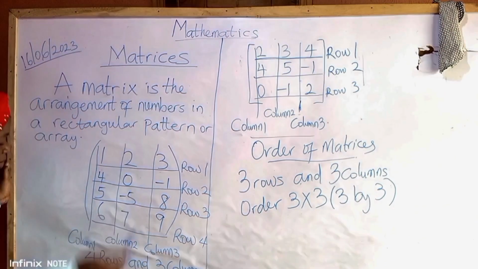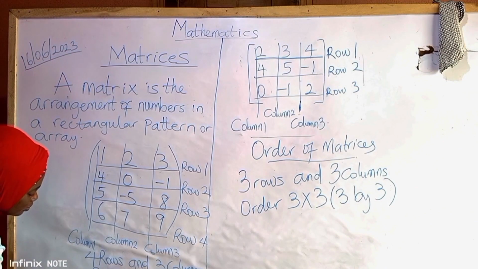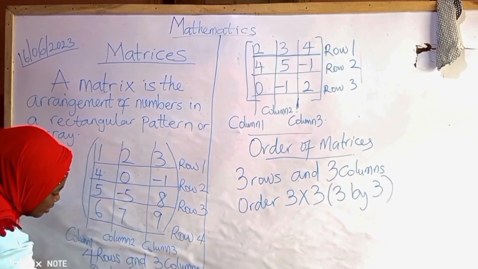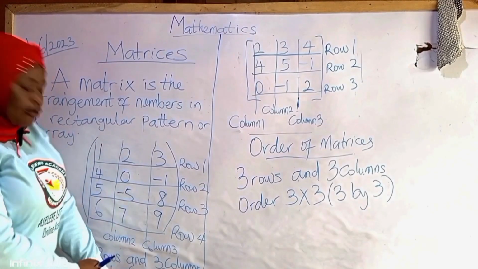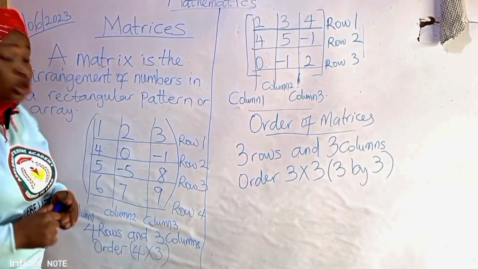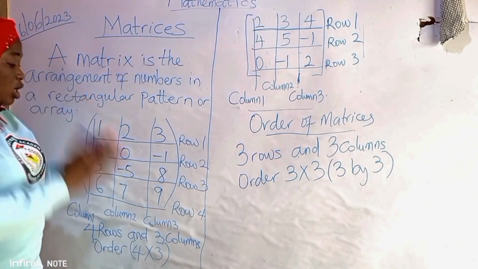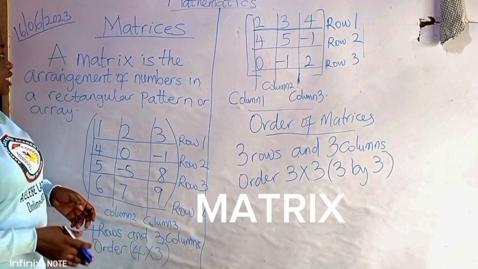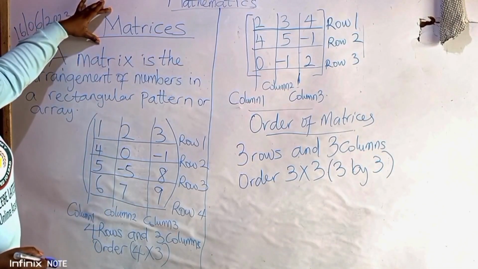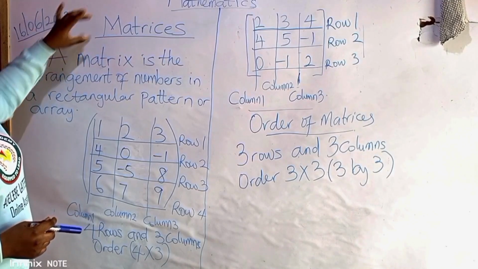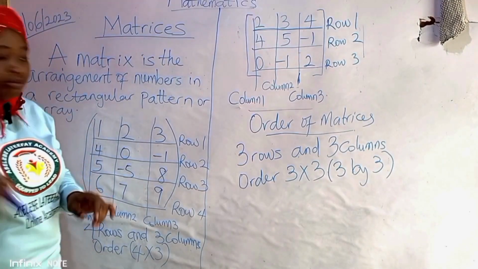So its order will be 4 by 3. That is, it has 4 rows and 3 columns. So that is how to know the order of a particular matrix. Then, before I forget, matrices is the plural of matrix. Matrix is singular, while matrices is plural.